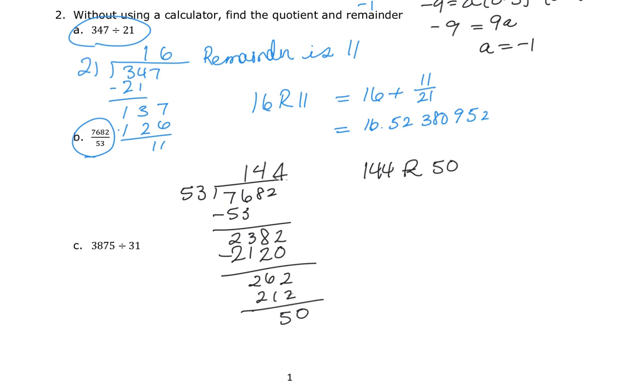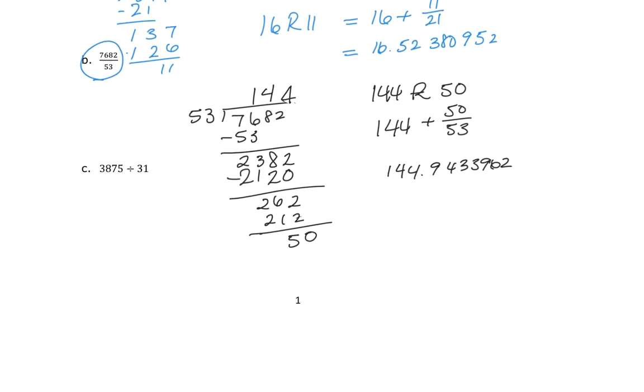You might have seen that in grade school, or it's the same thing as 144 plus 50 divided by 53. Or if you use your calculator, which I didn't want you to do, I would have taken 7,682 divided by 53, and you would have had 144.94336962. Now I'm not going to do that because you're like, I know how to do the division algorithm. That's cool.